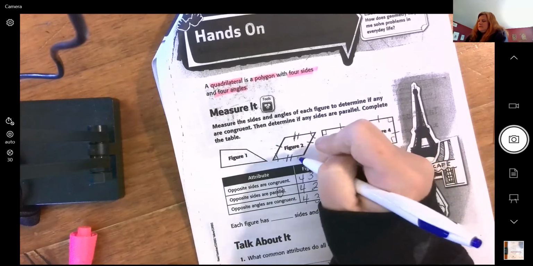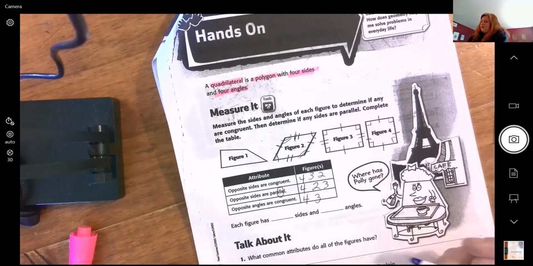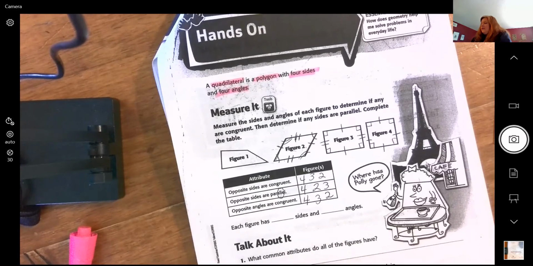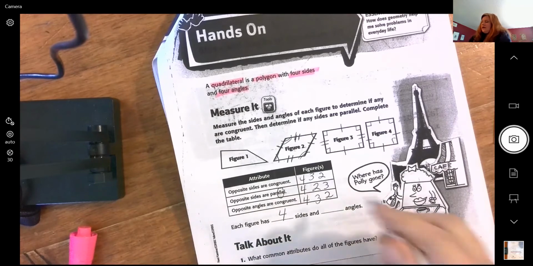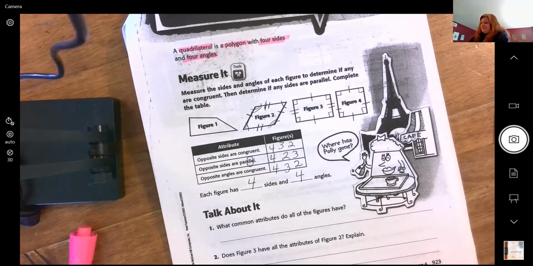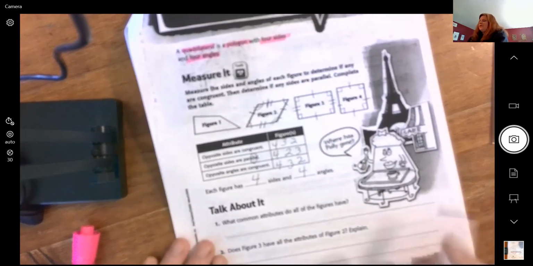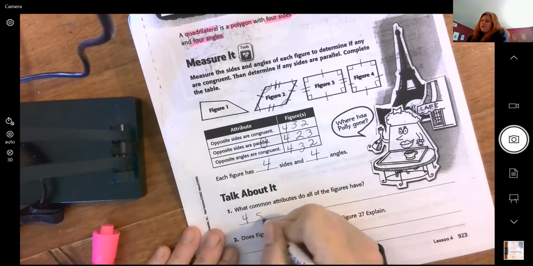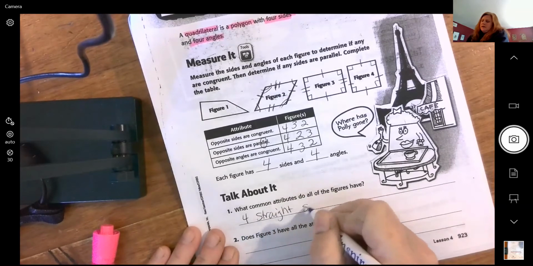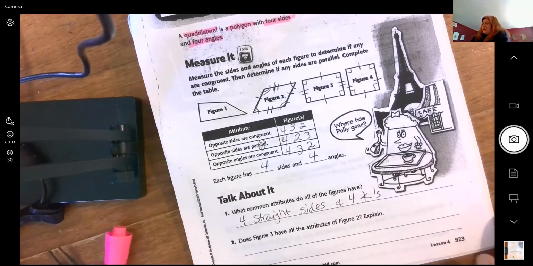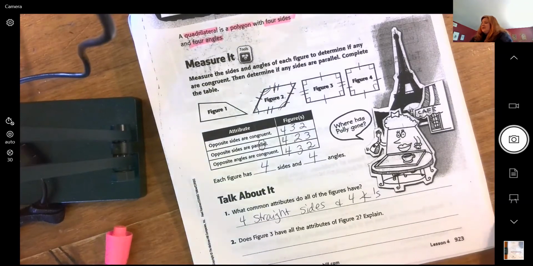Yes. If you were to get your protractor out, but you can eyeball it, opposite sides are parallel and congruent, and opposite angles are equal. Each figure has 4 sides and 4 angles. That's what makes it a polygon. What common attributes do all these figures have? They all have 4 straight sides and 4 angles.